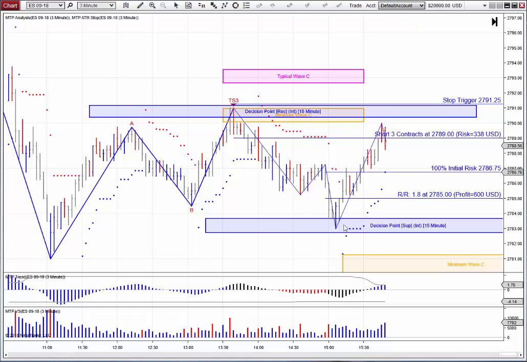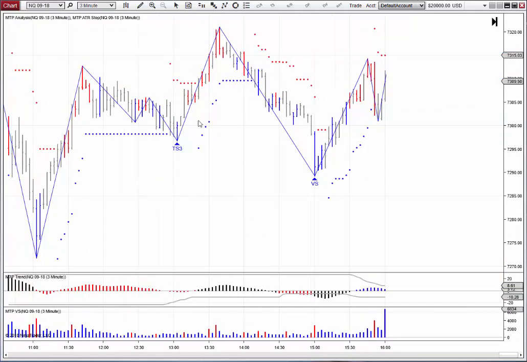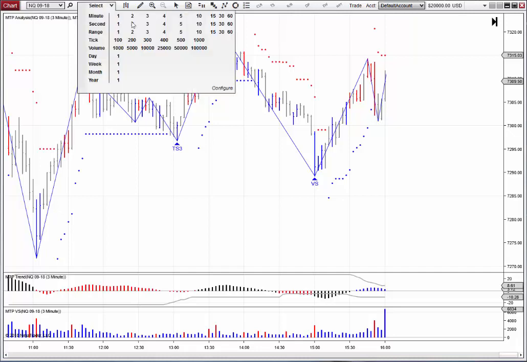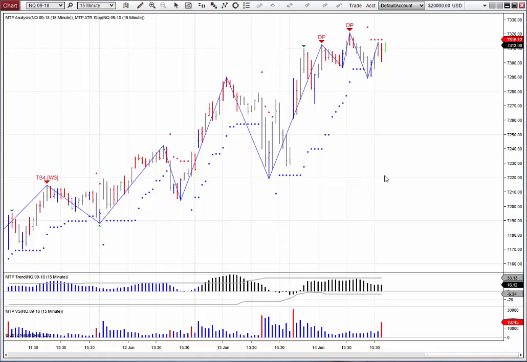As the market was dropping down into this low here at about 3 o'clock, if I go over to the NQ at that same time, you can see we had a lovely VS, or volume spike, buy setup. We also had a nice TS3 buy setup earlier in the day, but that was against an MTP red trend. So let's see how this setup again comes in with our higher time frame support and resistance areas.